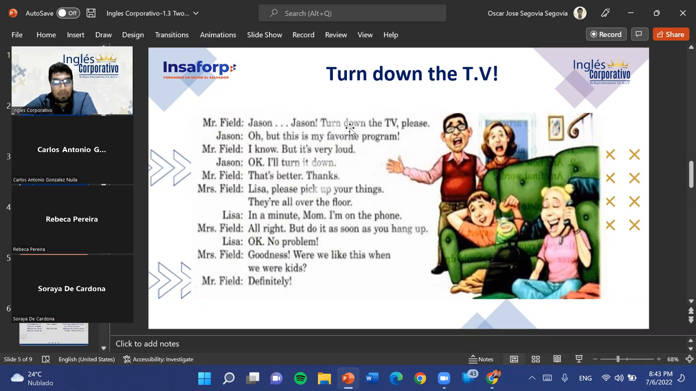Pero no todos los casos van a ser iguales. Algunos phrasal verbs son la única forma que existe en inglés para referirse a esa acción. Por ejemplo, aquí tenemos algunos de ellos: turn down, luego tenemos pick up, y también tenemos hang up. Es cierto que quizás en los ejemplos no se han mostrado anteriormente estos, pero son los tres phrasal verbs que aparecen acá.